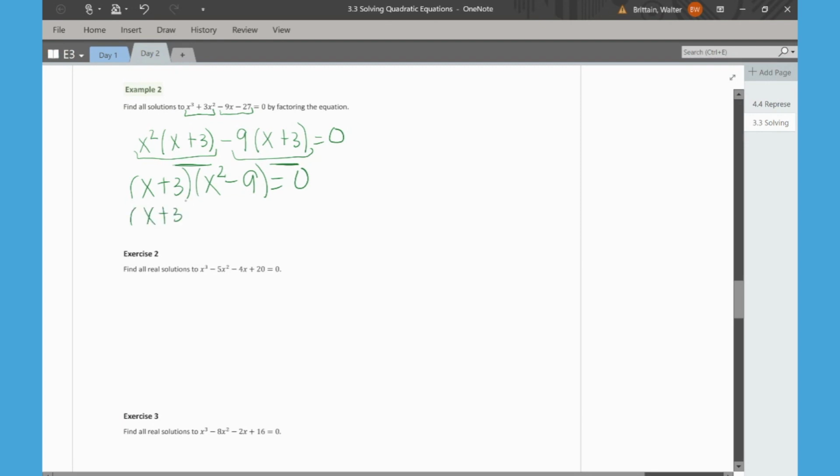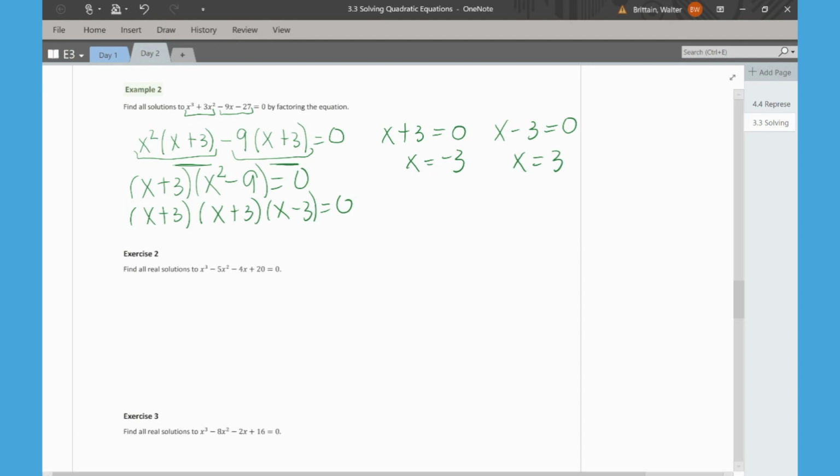So I still have my first factor x plus 3, and now I can factor x squared minus 9 into x plus 3 times x minus 3. And so now we can use the zero product property to set each factor to 0. I've got duplicate factors here. So if I set x plus 3 equal to 0, I'm going to get x equals negative 3. And that's going to end up being a double root. And I have x minus 3 equals 0. For the last factor, solving that by adding 3, I get x equals 3. So we still have 3 roots because it's third degree, but we have a double root at x equals negative 3.